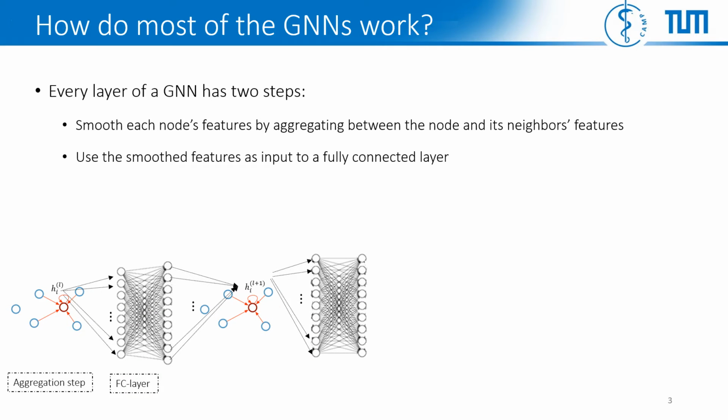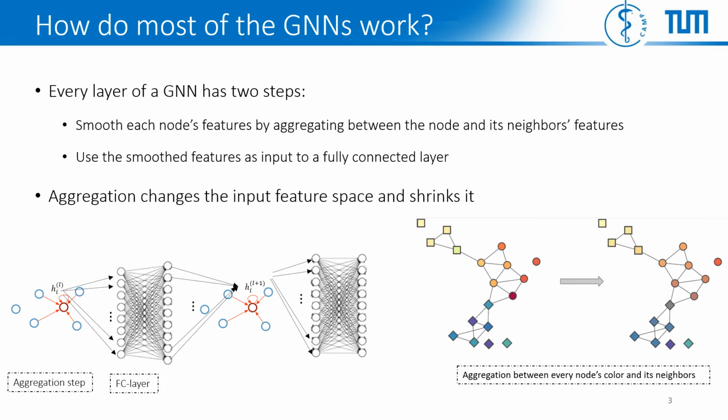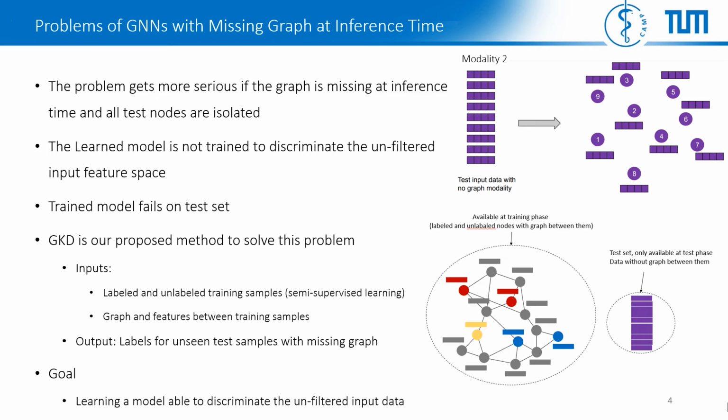Every layer of a GNN has two steps. First, smoothing each node's features by aggregating with its neighbors, and then using those new features as input to a fully connected layer. This aggregation step changes the input space by reducing the variance of the input features. In this graph, assume that color shows the node features. Two nodes with the same color will end up in totally different colors after two steps of aggregation, because one of them is filtered by its neighbors, but the other one is isolated.